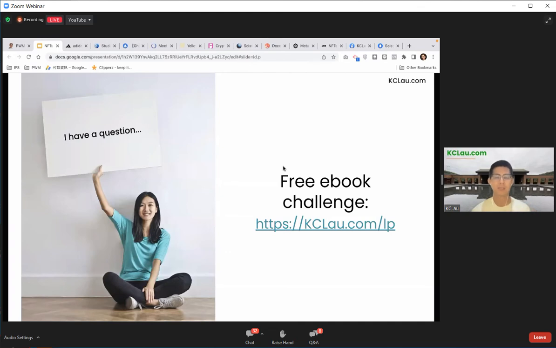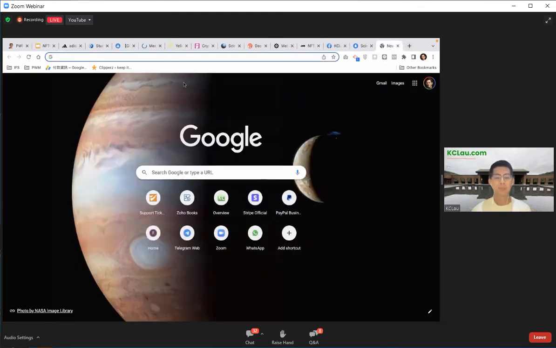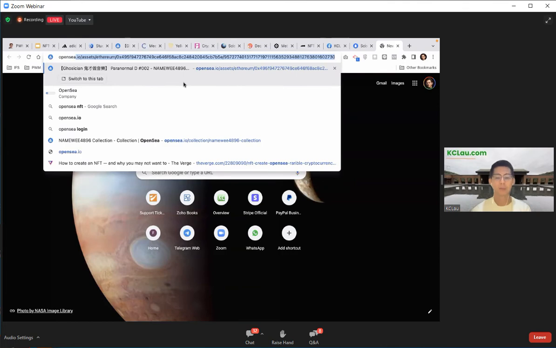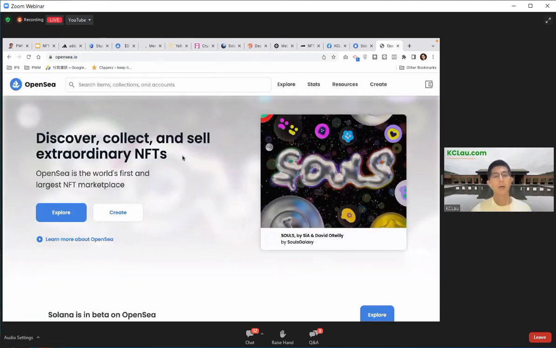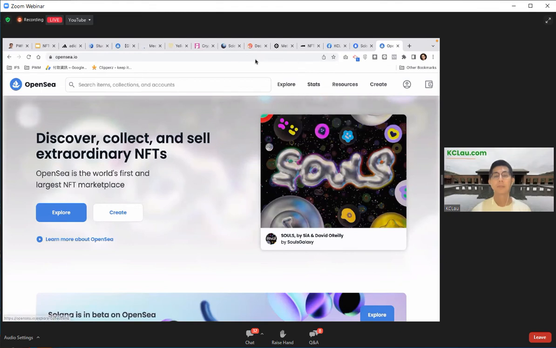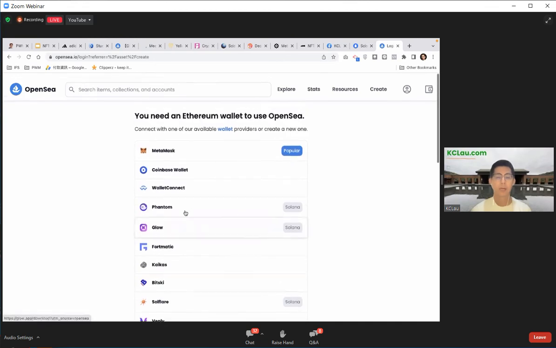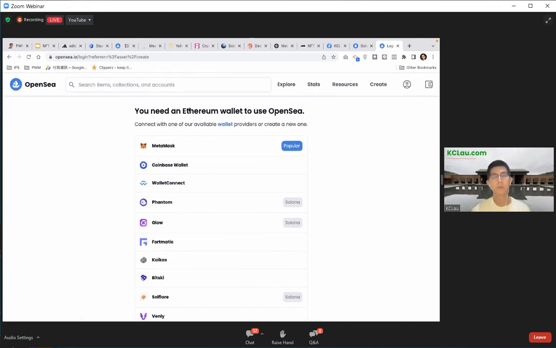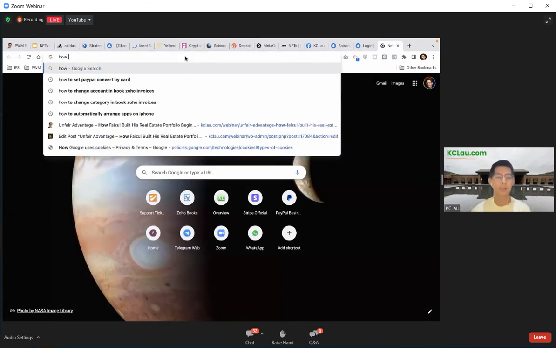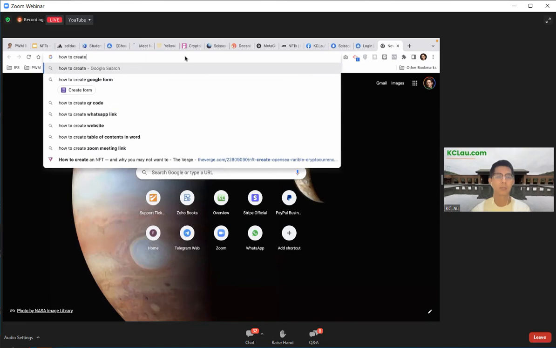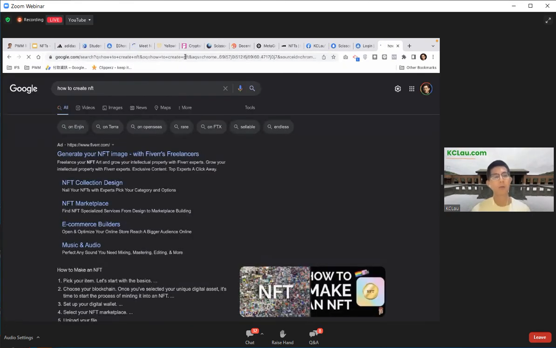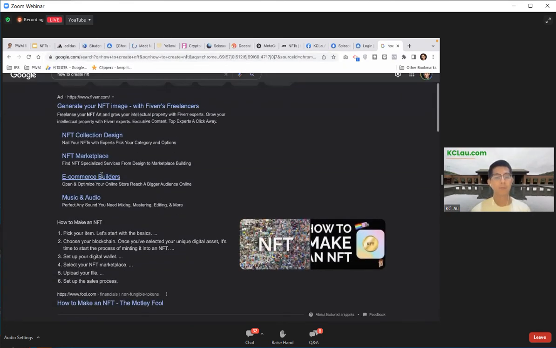So let's say you go to OpenSea, how to mint an NFT. Okay, let's see. I don't know the exact link, so let's say you just Google search. I Googled before, like how to create NFT. There are many tutorials already on how to create NFT. Basically, you just have to have your art form, right?